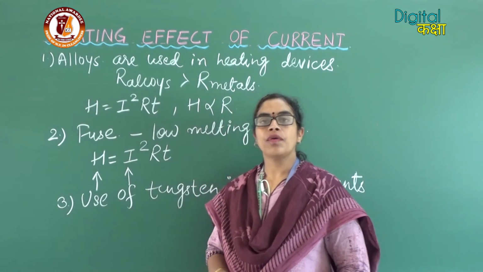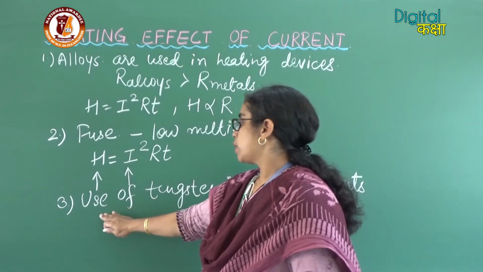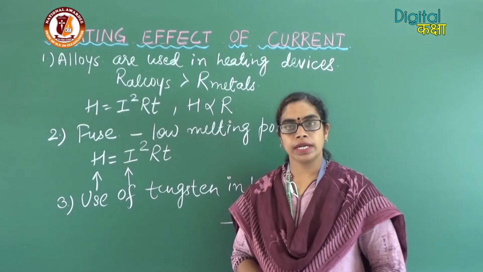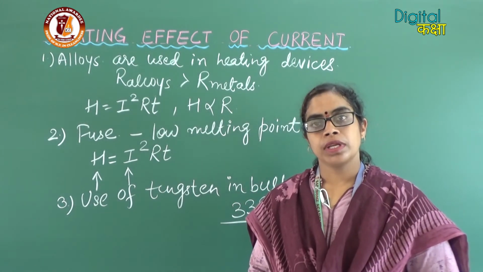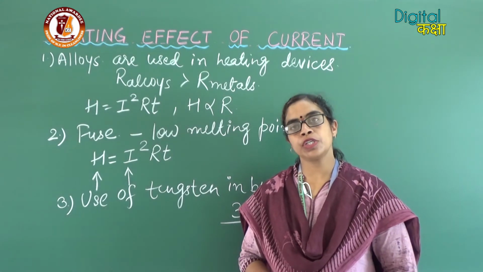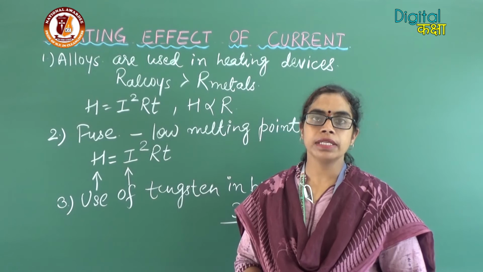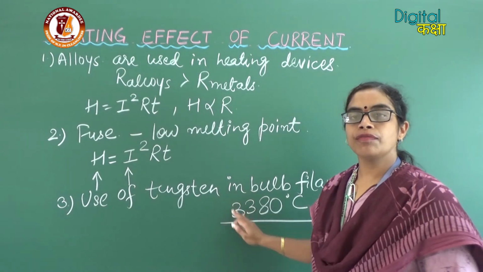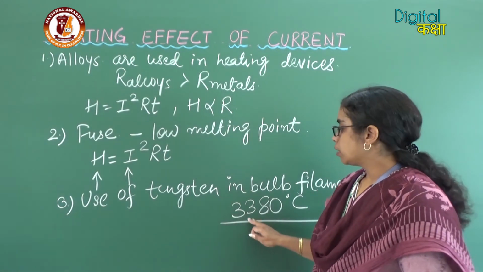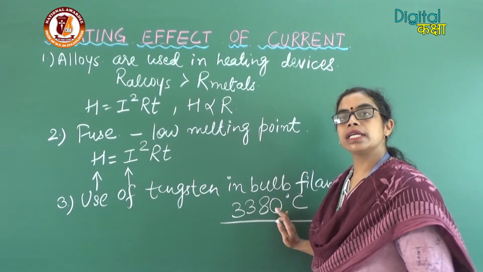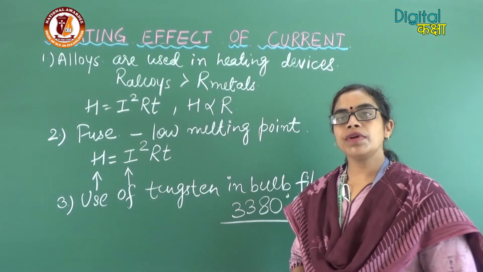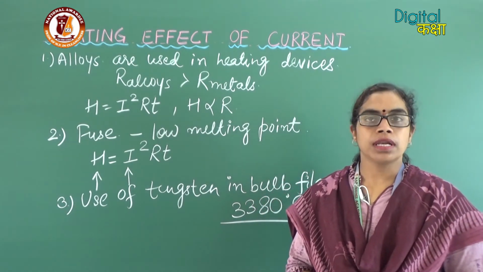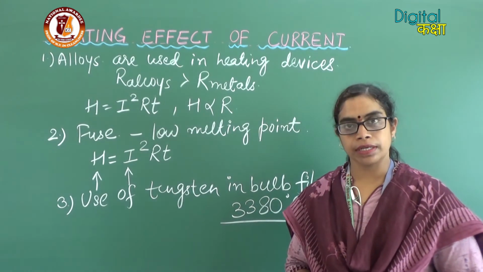The third application of heating effects of current is to understand the use of tungsten in bulb filaments. We know that in the working of the bulb, the electrical energy is converted into the heat as well as the light energy. Tungsten is a metal with very high value of melting point, that is 3380 degrees Celsius. With this high value of melting point, tungsten has got the capacity to tolerate the large amount of heat which is generated.